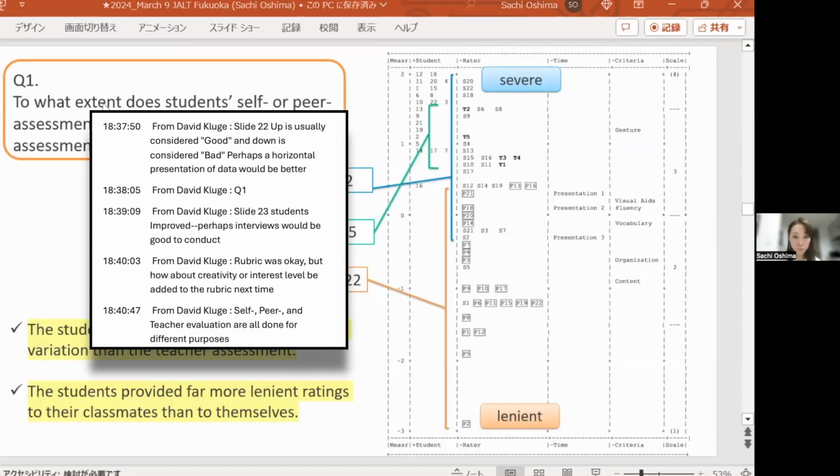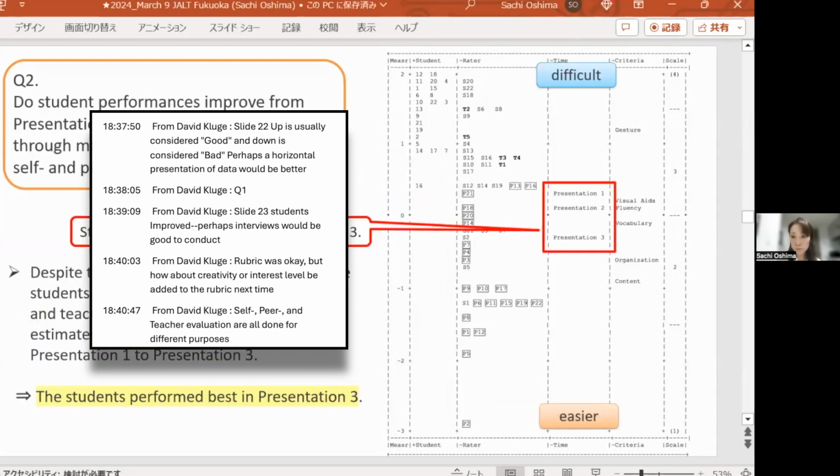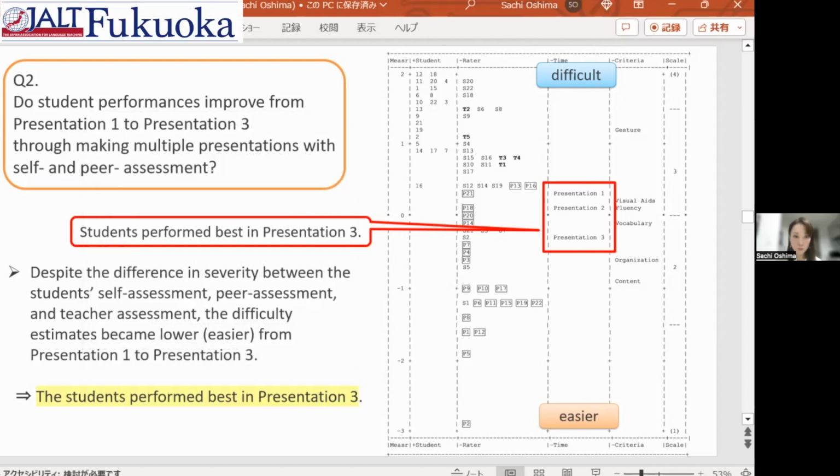Sachi: Yes, my first comment was on slide 22. Well, basically people think up is good, down is bad. However, in this case, too severe is not good, and too lenient is not good. So if you had a horizontal scale, you could show that either end is not optimal in terms of types of comments. Then the data would be presented along with the interpretation of the data, and the pictorial interpretation would be closer to reality.